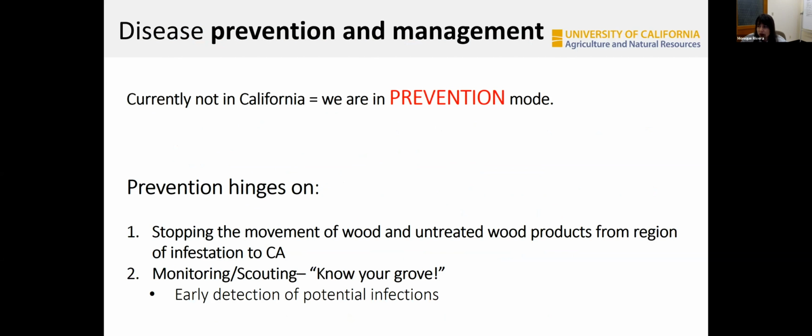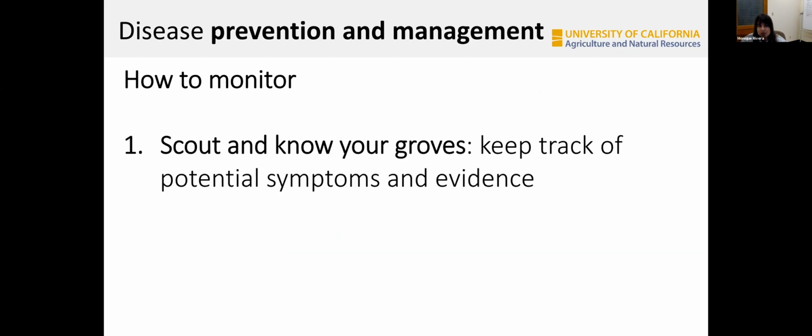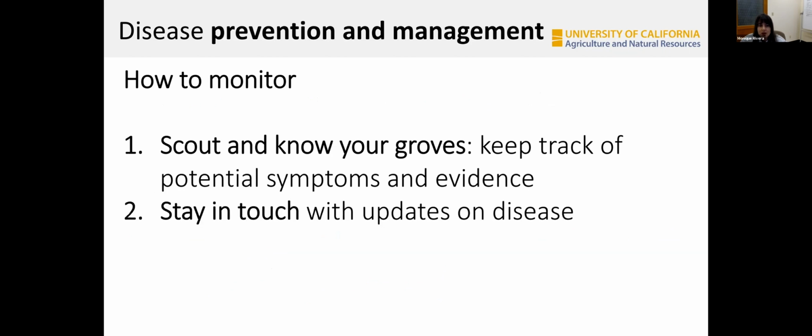I like to tell all growers that I talk to, know your grove, in the sense that your visual understanding of what's going on is always going to guide our first alerts about what's actually going on. And that will help us get early detection of any potential infections. So how might one monitor for this disease? Again, scout and know your groves, keep track of potential symptoms and evidence. Stay in touch with updates on the disease. If they were to find this, there would obviously be a huge blast alert to let everybody know that this had made it to California.